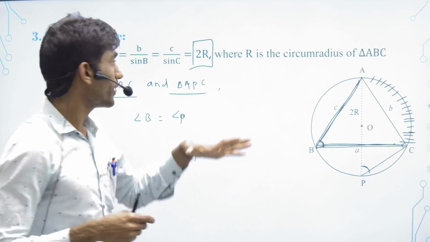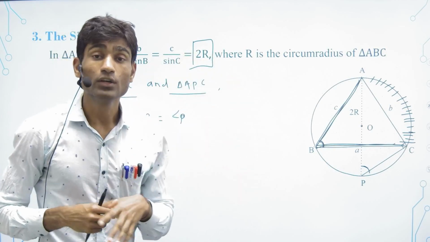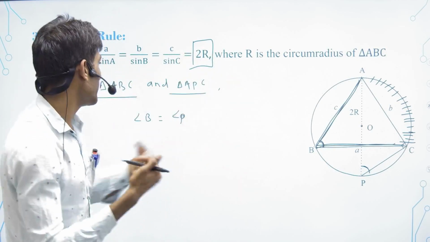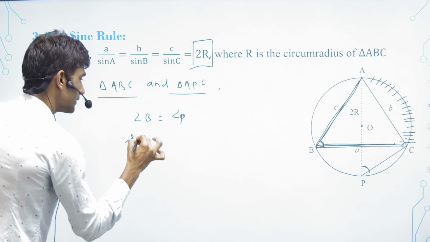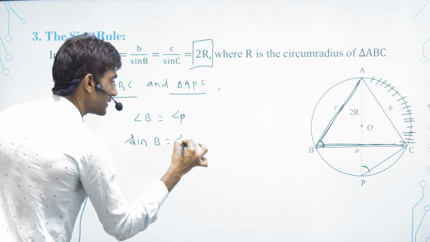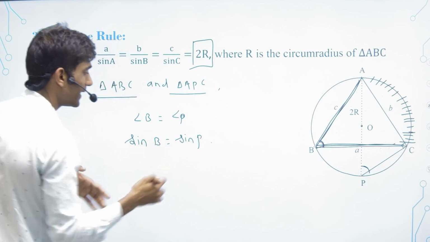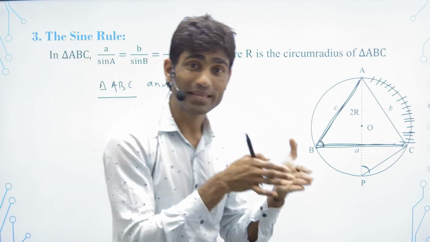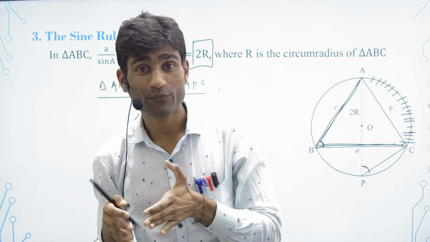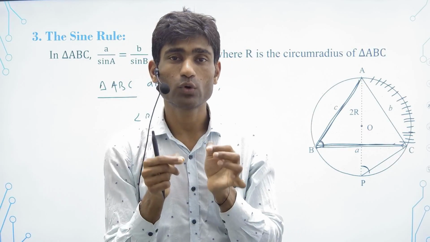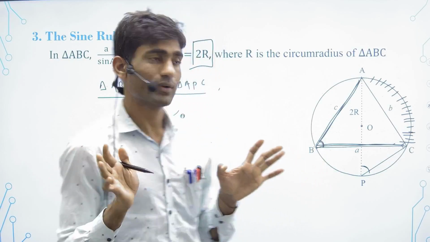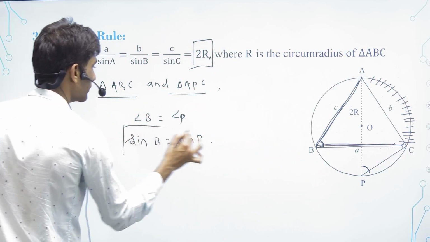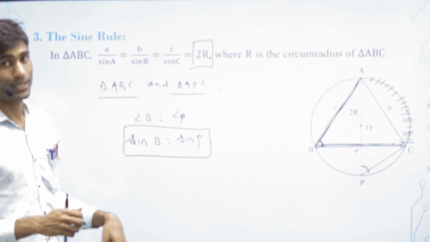Now as we are proving the sine rule here, apply sine to both sides. So we'll get sine B equal to sine P. That means the angle at B and the angle at P, when we apply sine to both of them, we will get the equal answer. I hope you all have understood this one.